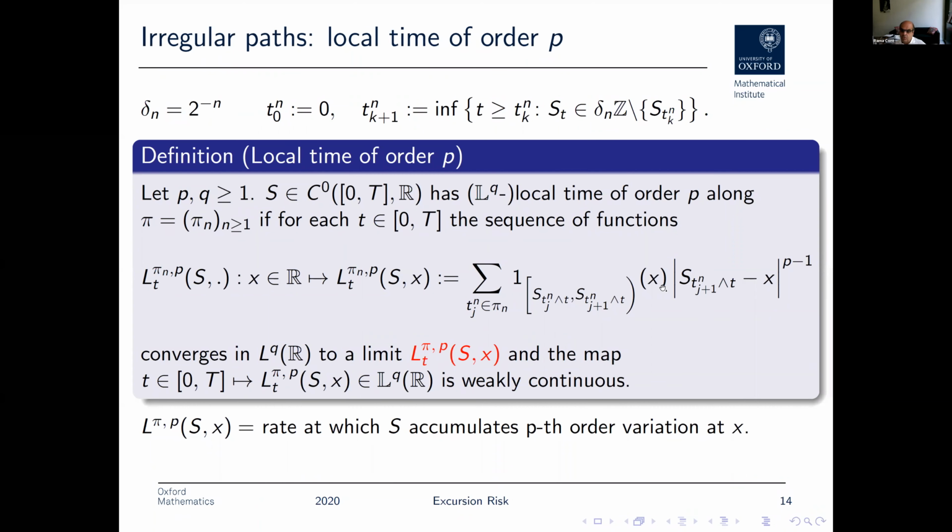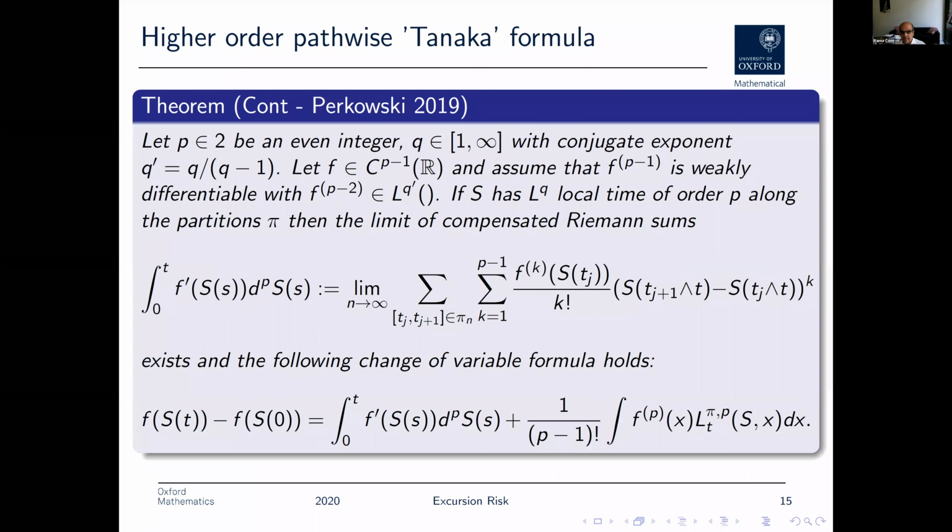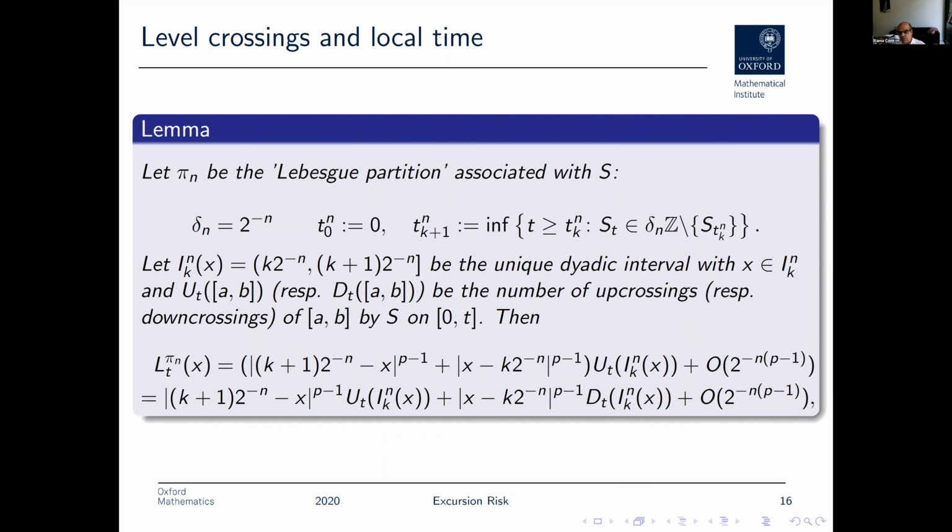It sums this, and when the step size goes to 0, the interval shrinks, so it's really at x. So it looks at the contribution to the pth order variation when you are around x. Now we're going to see that this quantity is directly linked to the number of level crossings, up crossings or down crossings. This is the following lemma.